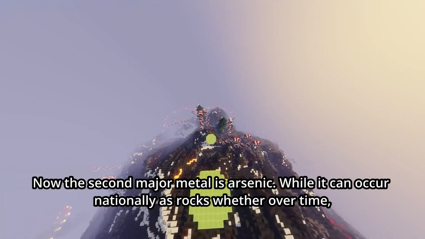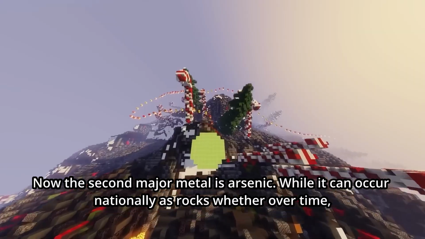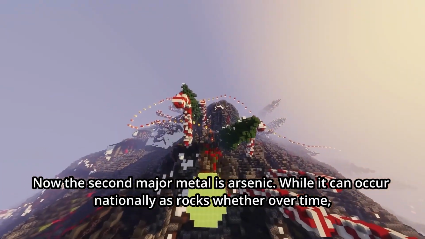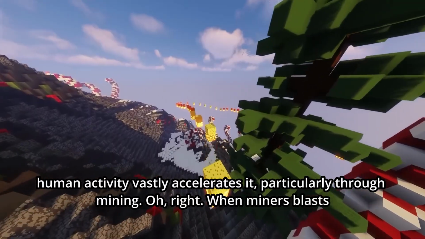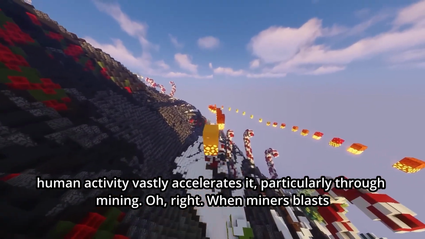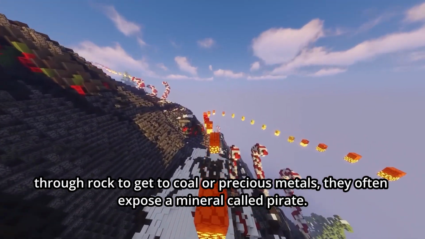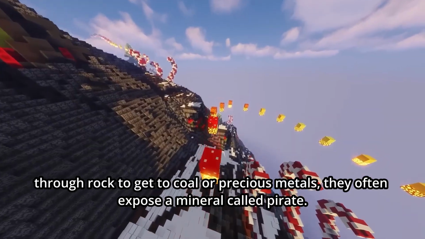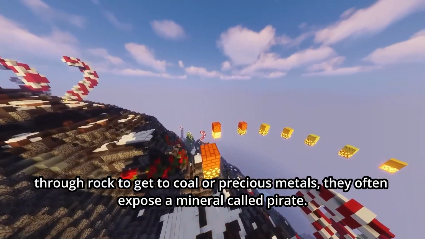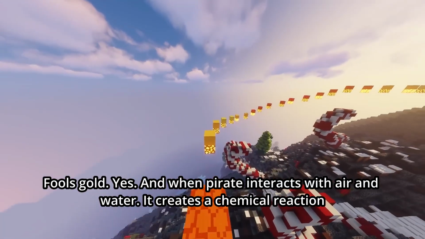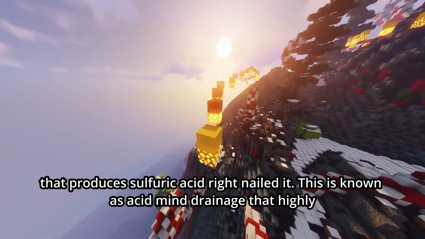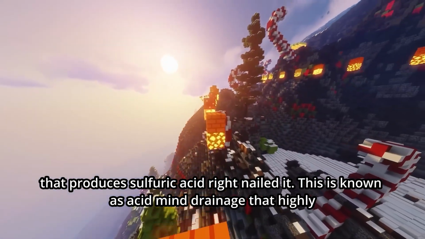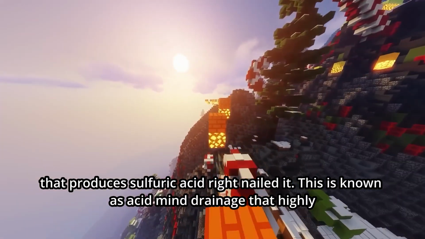It's tragic. Now, the second major metal is arsenic. While it can occur naturally as rocks weather over time, human activity vastly accelerates it, particularly through mining. Oh, right. When miners blast through rock to get to coal or precious metals, they often expose a mineral called pyrite. Fool's gold. Yes. And when pyrite interacts with air and water, it creates a chemical reaction that produces sulfuric acid, right? Nailed it. This is known as acid mine drainage.